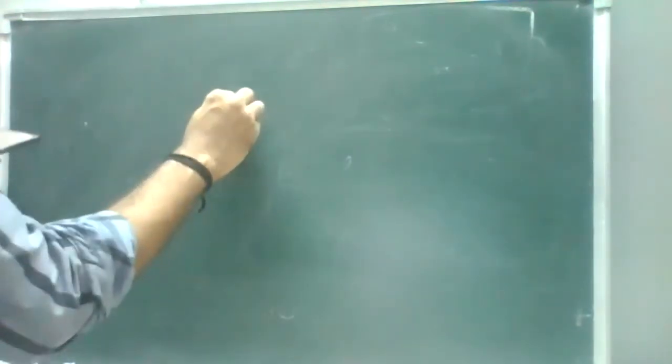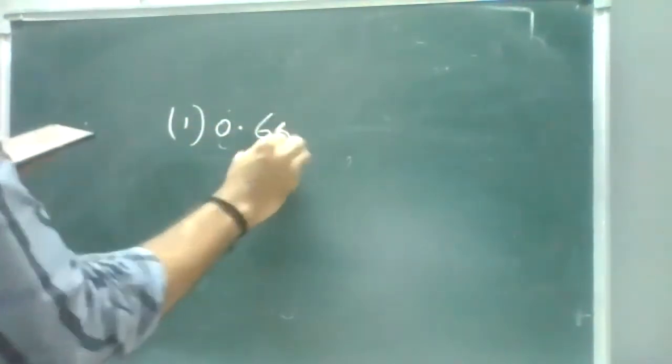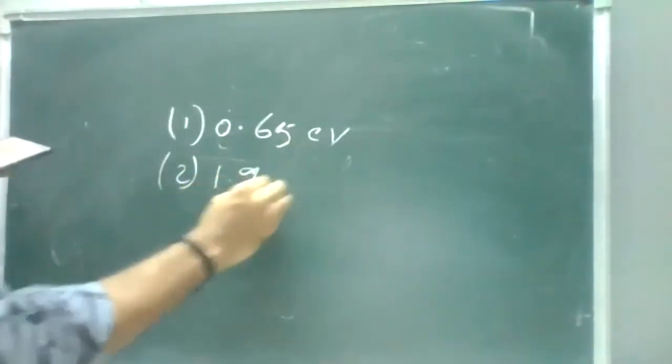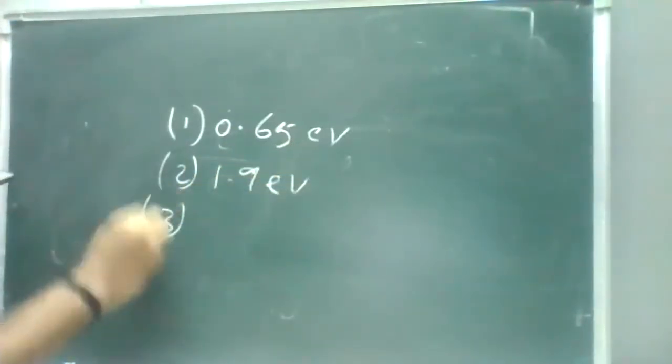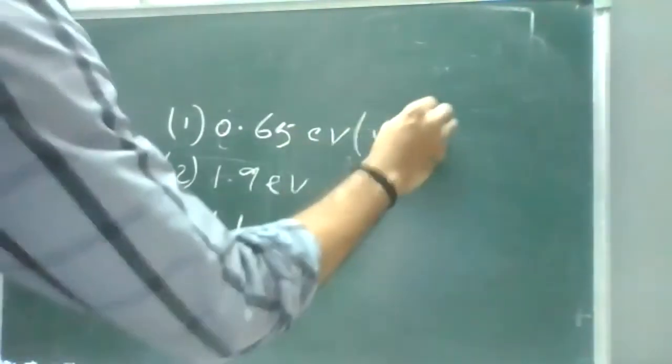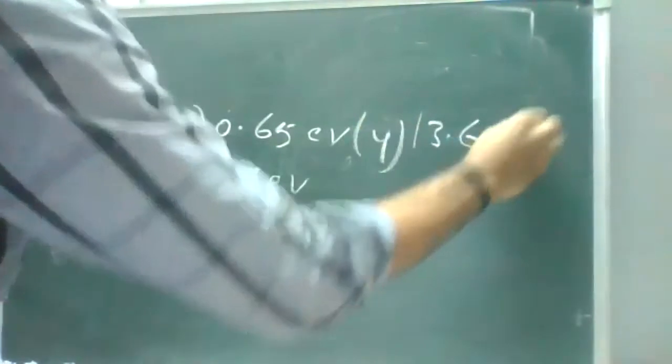to be emitted by a hydrogen atom according to Bohr's atomic model? Options are: first one 0.65 electron volt, second one 1.9 electron volt, third one 11.1 electron volt, and fourth one 13.6 electron volt.